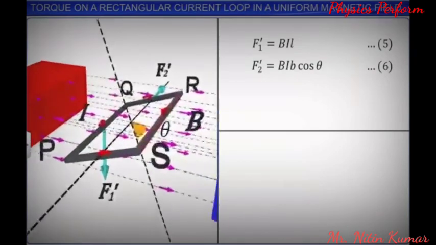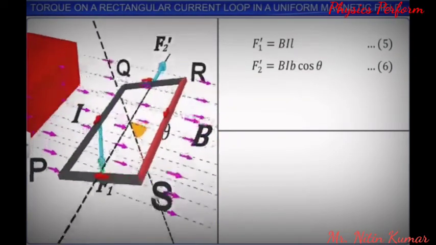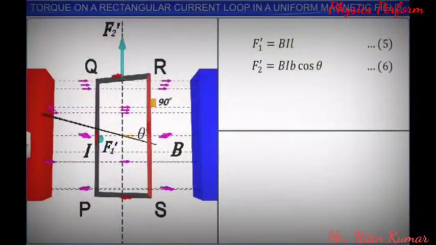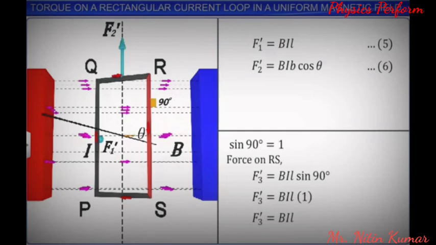The direction of current through the arm RS of the loop is perpendicular to the direction of magnetic field. Then, the force acting on the arm RS of the rectangular loop due to the magnetic induction B is F3 dash equal to BIL. Let this be equation 7.